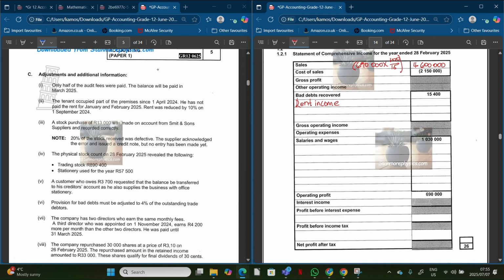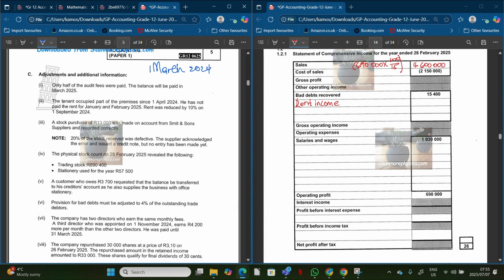Now, listen to this. I said the year began on the 1st of March 2024, and it ended on the 28th of February 2025. And they're saying that the tenant occupied the premises on the 1st of April 2024. He has not paid the rent for January and February 2025, and the rent was reduced by 10% on September. I know it sounds undoable and confusing. When you're sitting in that exam room, it looks difficult, but I'm going to give you a way to do this.